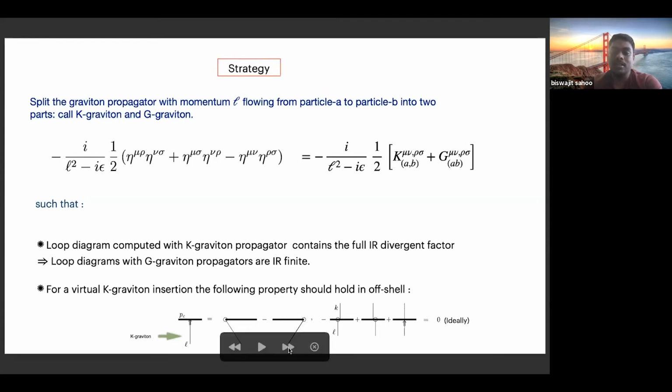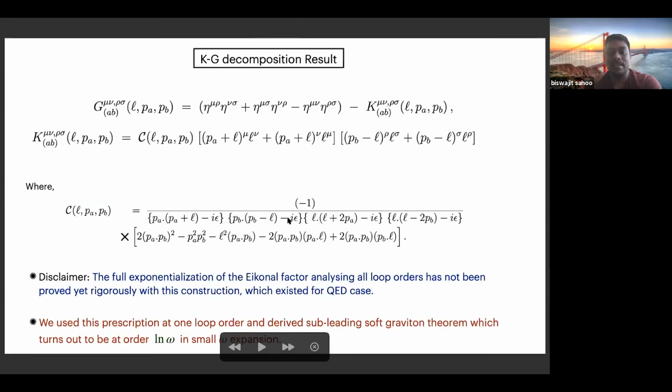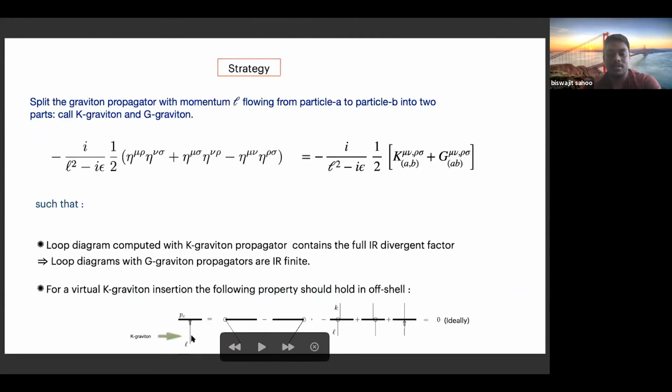If we demand all these conditions, we can construct what this k and g will be, and this is the result of the construction I have written here. This k is proportional to an L mu, L nu kind of factor, L rho, L sigma, which will help to do the first process. When we insert a k graviton, it will split into two parts.